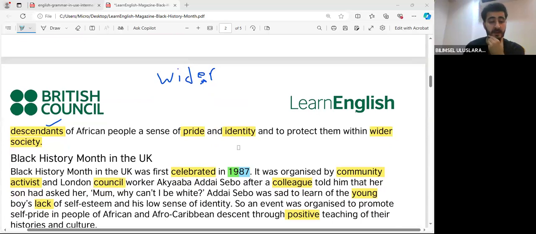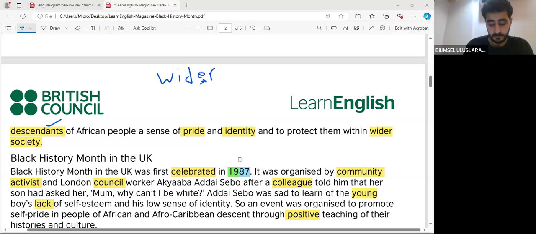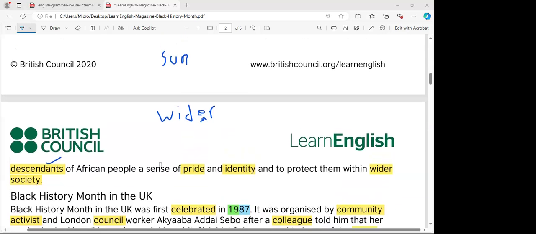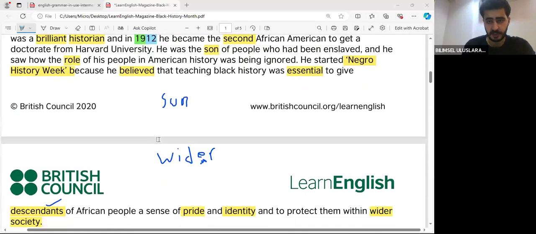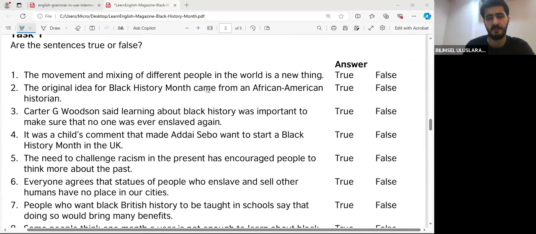Where did you know it from, do you think? Black History Month in the USA, I guess. As I remember. All right, so do you think it's a new thing or since 1912? So it's not a new thing, right? The sentence says the movement and mixing of different people in the world is a new thing. So it's not a new thing, it's since 1912.